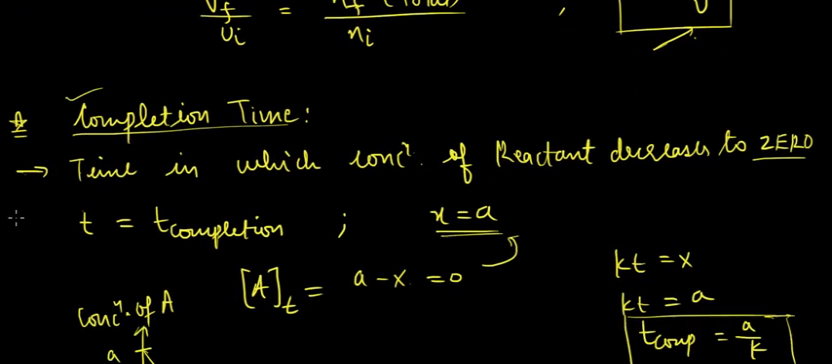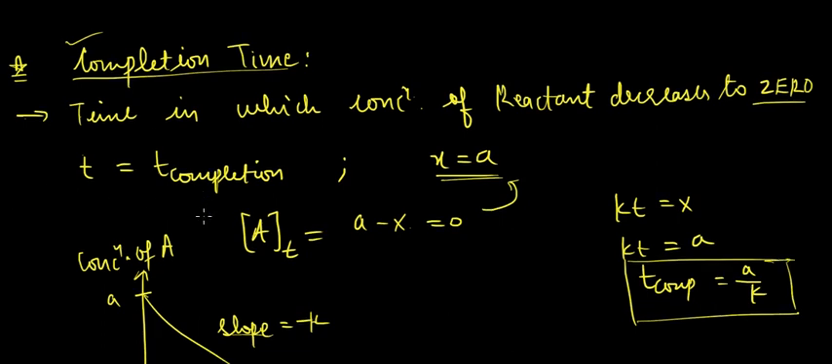Now let us define what's the completion time. So completion time is the time in which the concentration of the reactants decreases to 0. Okay, so at t completion we would have x equal to a, and we already know that the concentration of A at any point of time t can be written as a minus x. Now at completion time the concentration of reactants decreases to 0, so we can equate At with 0 here. So from here we get x equal to a, and we also know that x is equal to kt, so from here t completion can be written as a upon k.